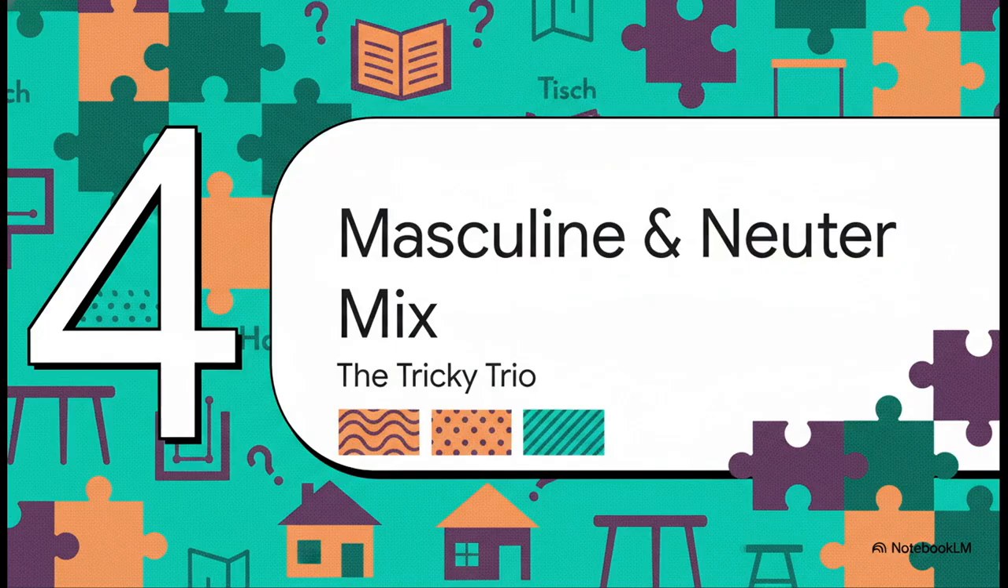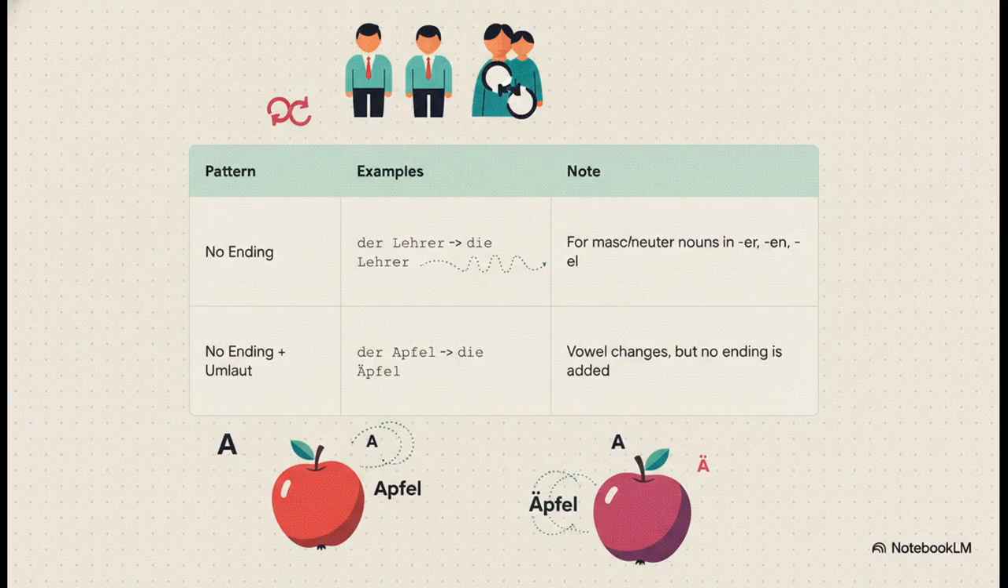This is where the other 3 patterns hang out, and they mostly apply to masculine or der nouns and neuter or das nouns. It's a bit of a mix, but don't worry, we're going to sort it all out right now. So, our first pattern here is what I call the no-ending plural. For some words, like der Lehrer, the teacher, the plural form looks exactly the same as the singular, but you gotta watch out for that umlaut. With a word like der Apfel, the apple, it becomes die Äpfel. See? No new ending was added, but the vowel itself changed its sound.